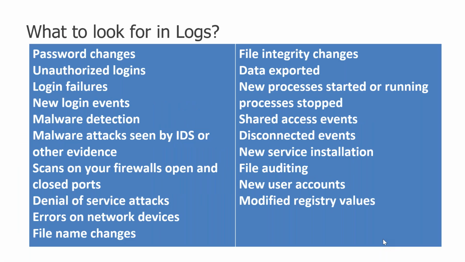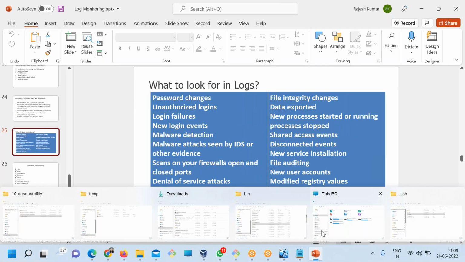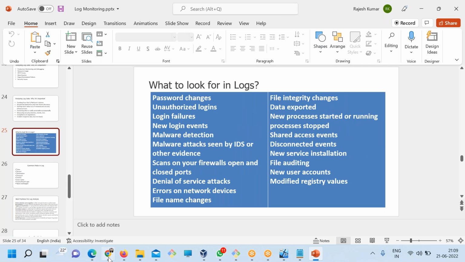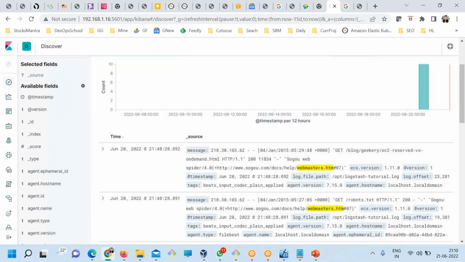What to search for? This will be a learning exercise. When you monitor Windows machines or logs, what should you search? Just as guidance, you should search for: someone has changed a password, unauthorized login failures, new login events, malware detections, firewall port open and close, DDoS attacks, network errors, file name changes, file integrity changes, and many more. So now you should know what to search, and I will teach you how to search. Are you understanding so far?